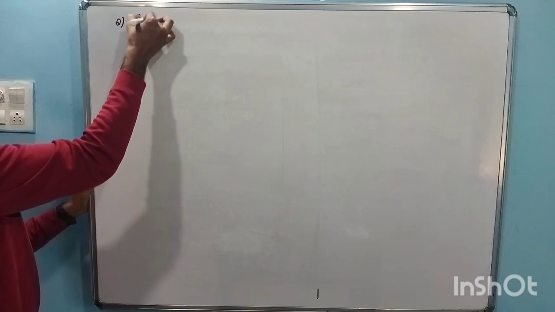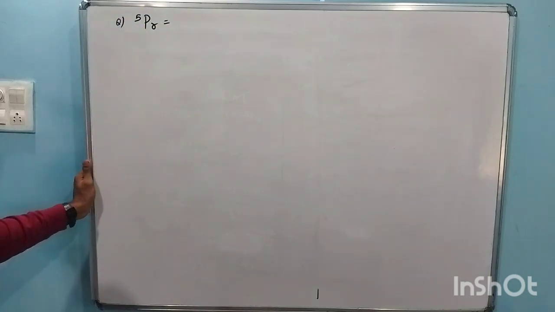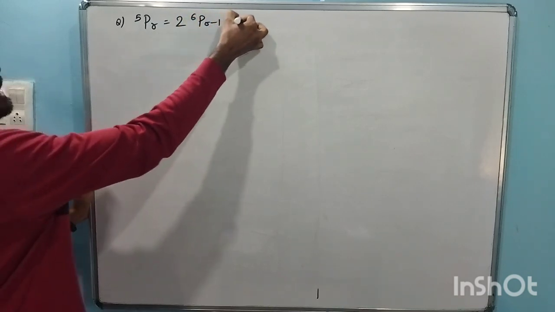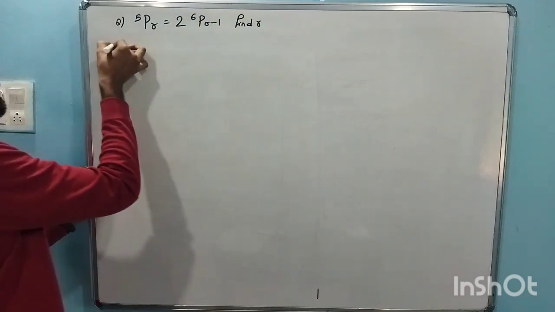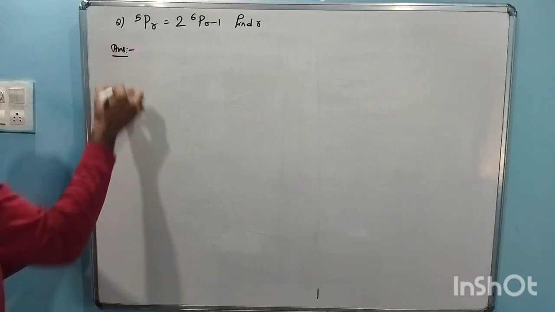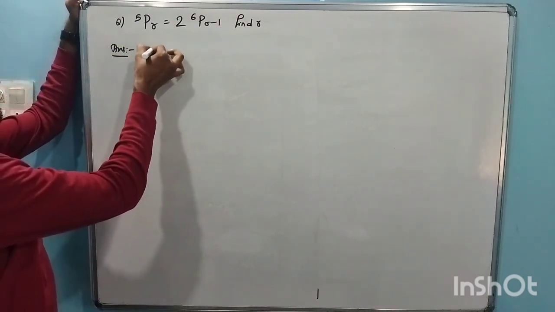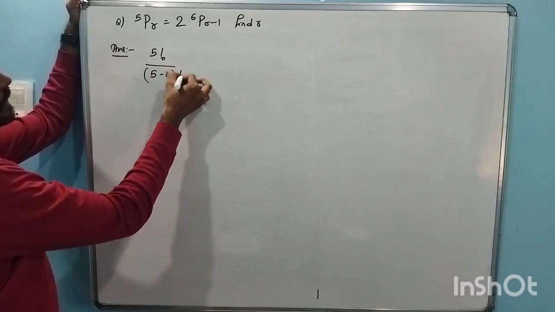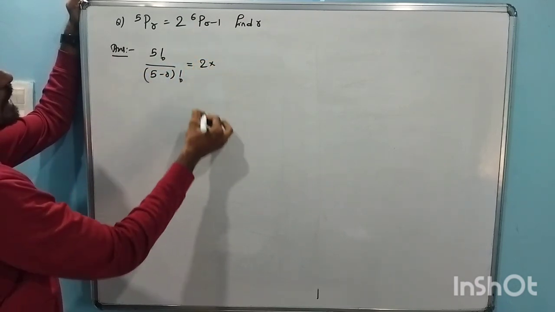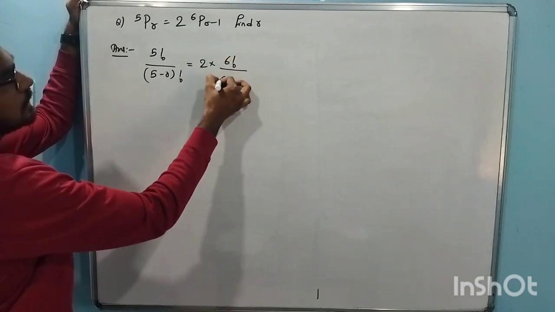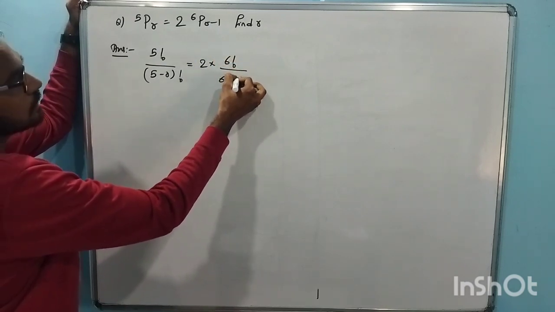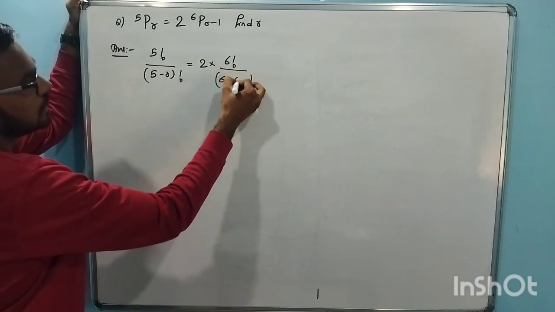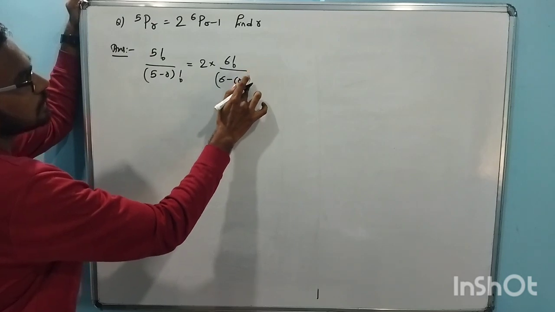Next, 5Pr is equal to 2 into 6P(r minus 1). Find r. So first step, 5Pr is 5 factorial upon (5 minus r) factorial, and 2 into 6P(r minus 1) is 6 factorial upon (6 minus (r minus 1)) factorial. Correct? After we remove the bracket, we get r plus 1 there.